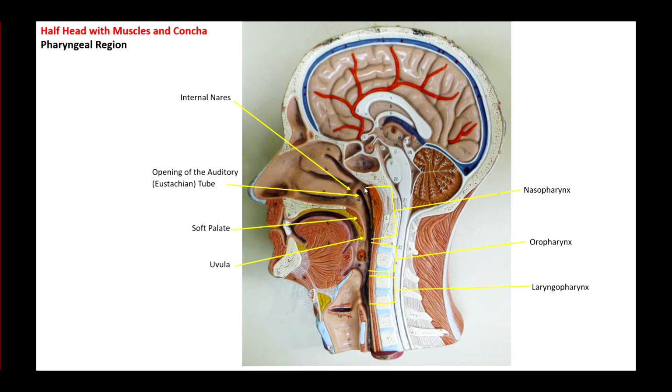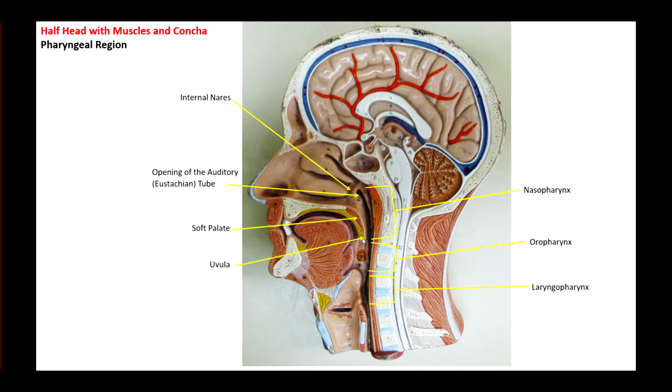Now, the nasopharynx extends from the internal naris to the uvula, this little lower part of the soft palate right here. This is the soft palate. This lower part right here is the uvula. So from the uvula to the internal nares, this is the nasopharynx. Okay. Inside the nasopharynx, we have the opening to the auditory tube or the eustachian tube. This is the one that goes to the middle ear.